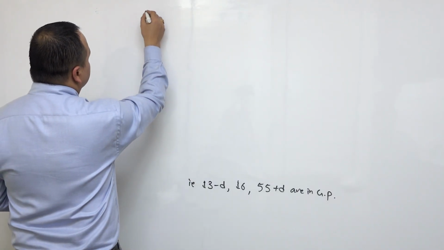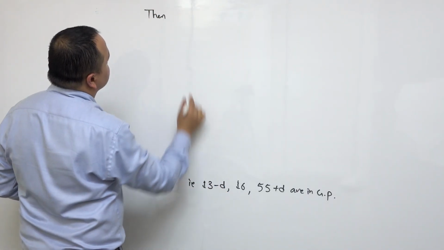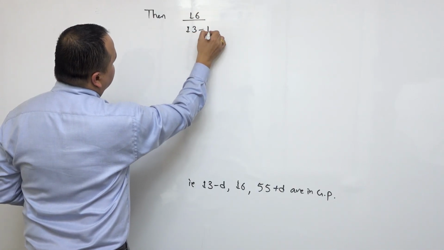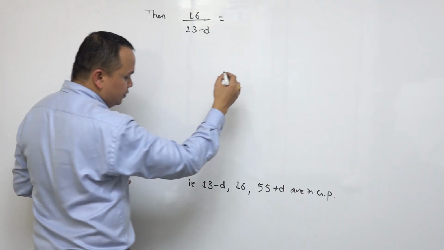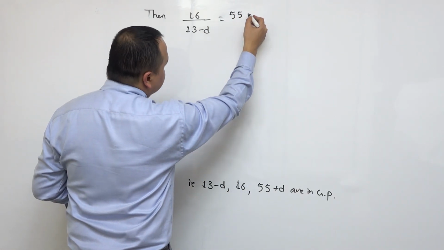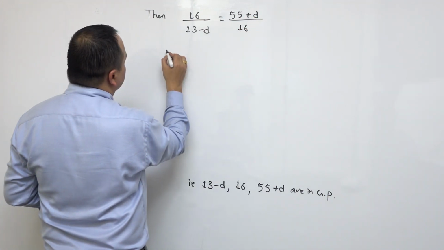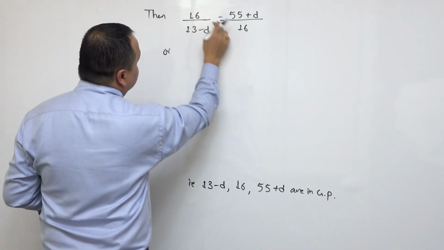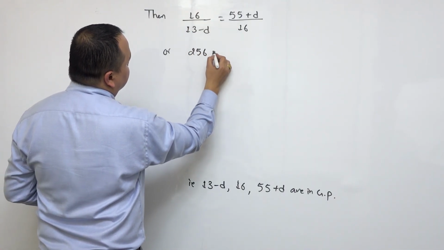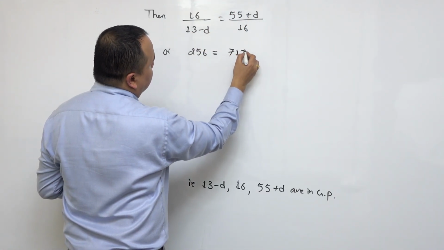Then T2 by T1, 16 divided by 13 minus D, is equal to T3 by T2, 55 plus D divided by 16. Or by cross multiplication method, 16 into 16, 256. 13 into 55, 715.